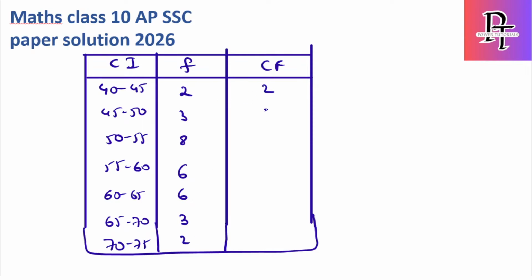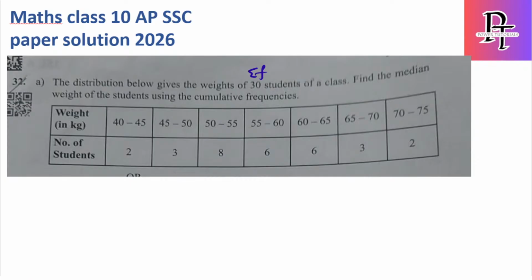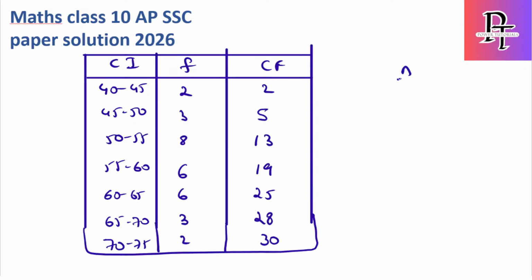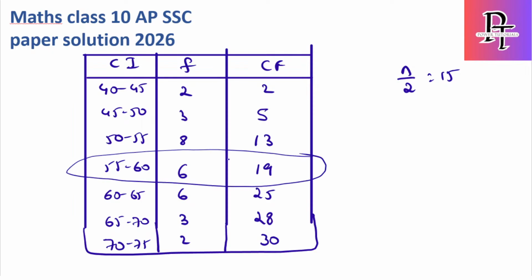So 2 plus 3 is 5, 5 plus 8 is 13, 13 plus 6 is 19, 19 plus 6 is 25, 25 plus 3 is 28, 28 plus 2 is 30. So always remember, if you are doing cumulative frequencies, the last value should be equal to the sum of all the values. Okay. So now for the median, simply find first n by 2 value, 30 students, so n by 2 is equal to 15. Which is the row covering 15? So this is the median class. Okay, and we have to consider the cumulative frequency of the preceding one.